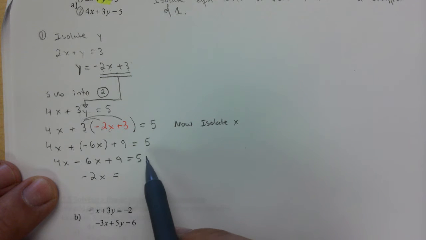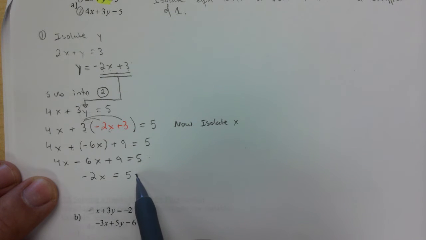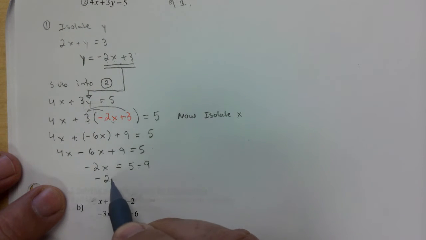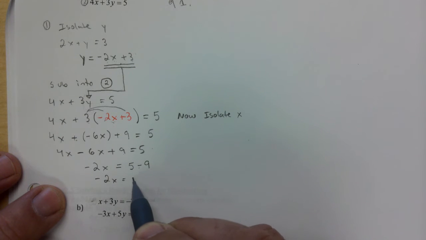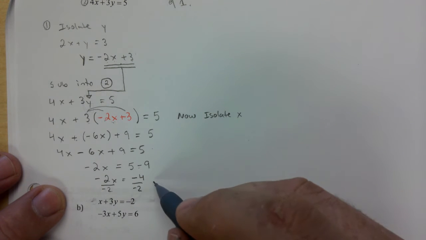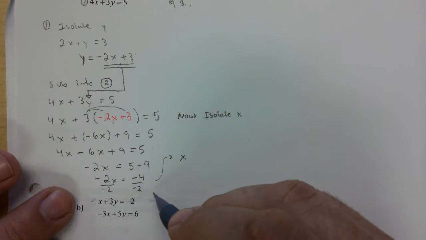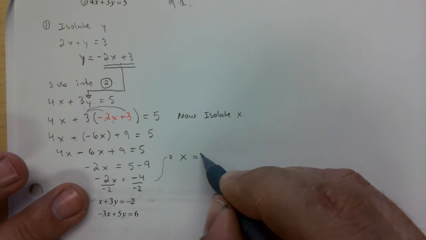I'm going to bring the 9 over to the other side because that's what I want. The 9 comes over subtracting. Just change the sign when you bring it over. So that's negative 2x is equal to negative 4. Divide both sides by negative 2. And you can conclude that x is equal to positive 2.